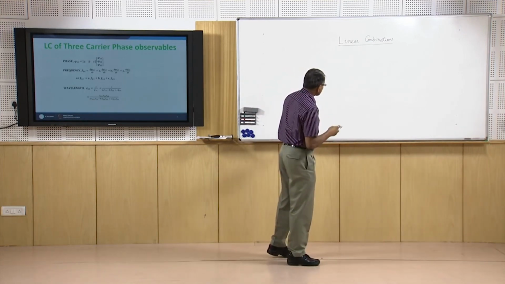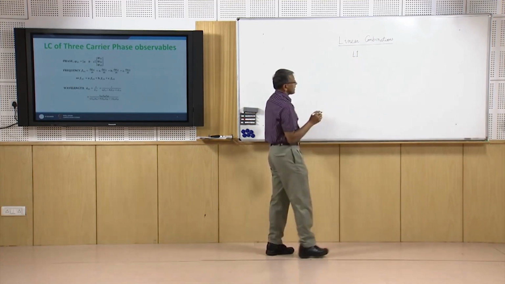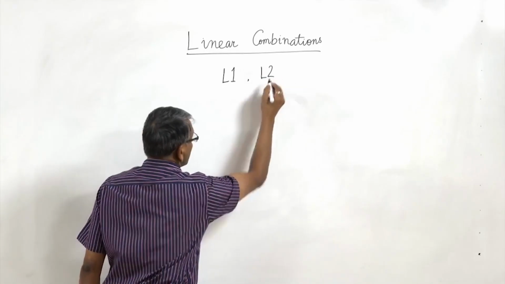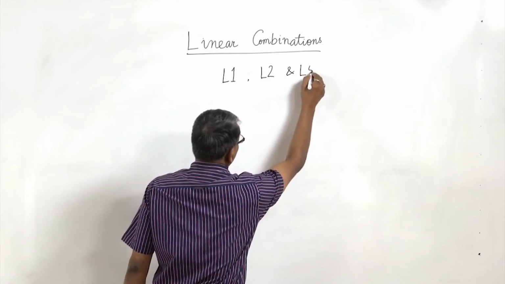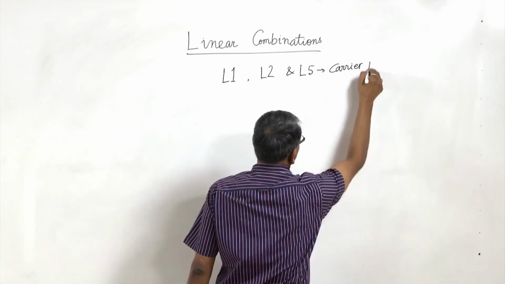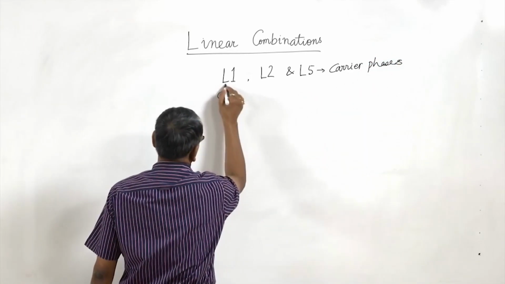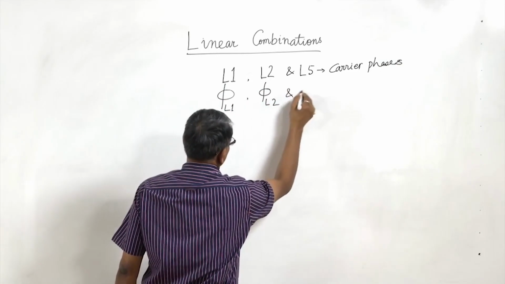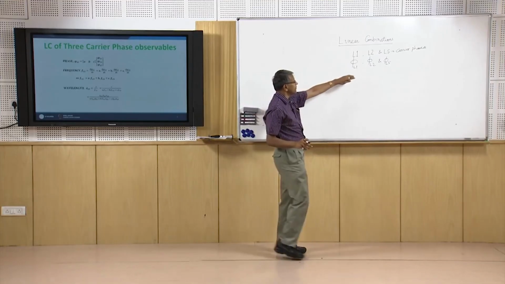That means we will make use of the carrier phase observables from a GPS signal of L1, L2 and L5 carrier phases, which we can represent by phi L1, phi L2 and phi L5. These are the 3 carrier phases that are available from a GPS signal.